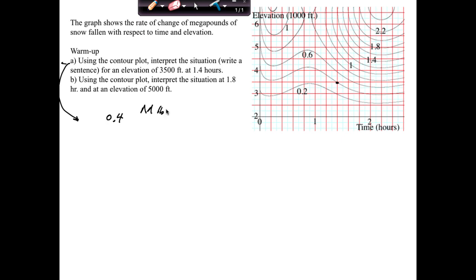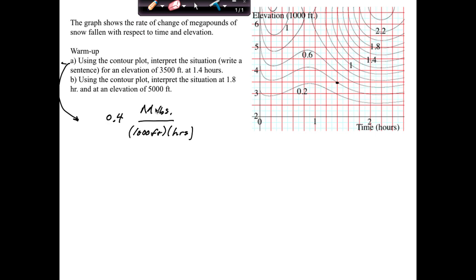Megapounds per, so it's per both, right? So this is the rate of change per both. So per 1,000 feet times hours. So it's megapounds per 1,000 feet per hour. So this is different than our partial derivatives, right? Partial derivatives are just with respect to one independent variable or one combination of the independent variables as a direction. But now this is different.